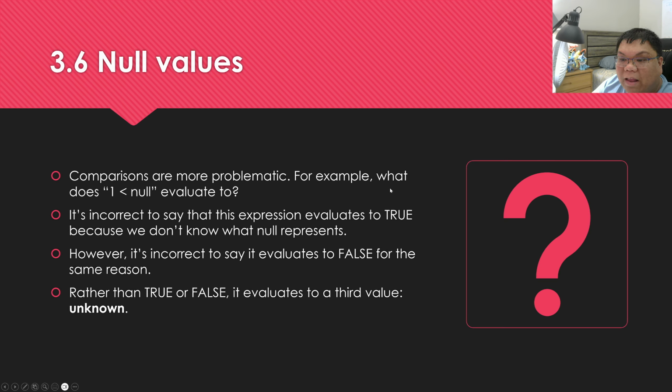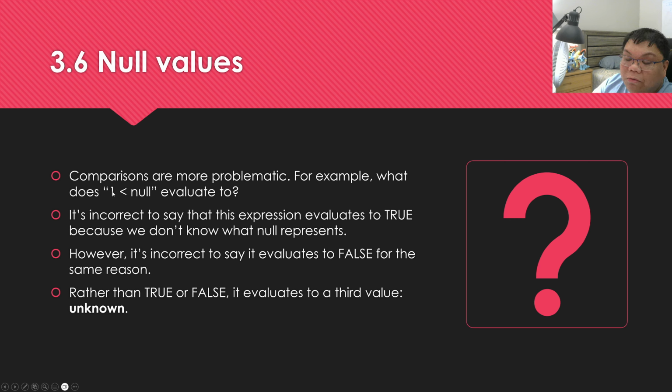Comparisons are more problematic. What does null < 1 evaluate to? It's incorrect to say that this expression evaluates to true because we don't know what null is supposed to represent. But by the same logic, it's also incorrect to say that this expression evaluates to false. So we have it evaluate to a third value, unknown.